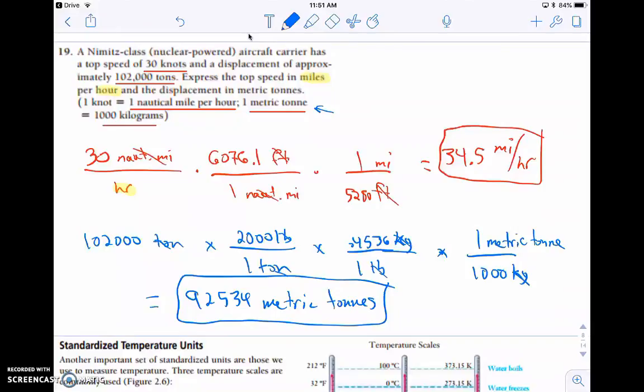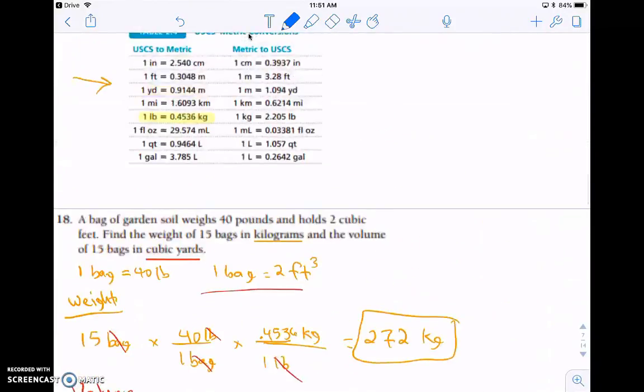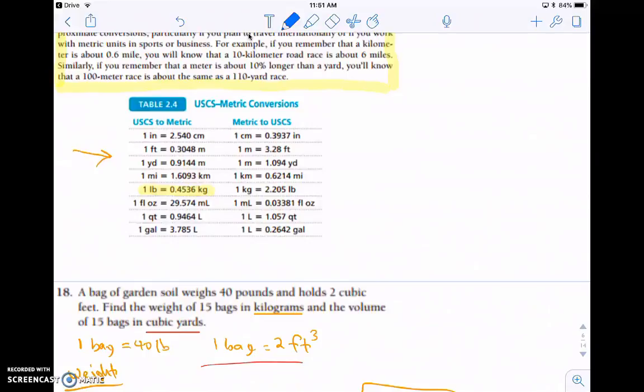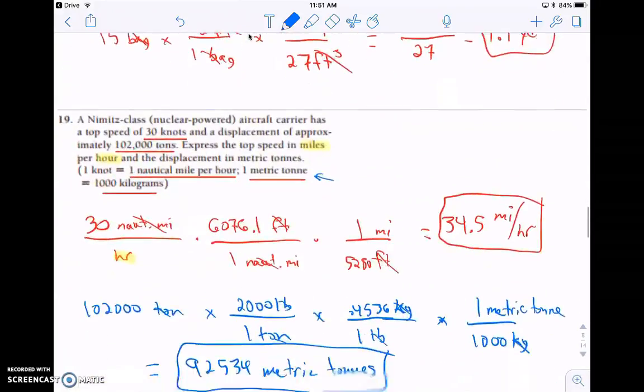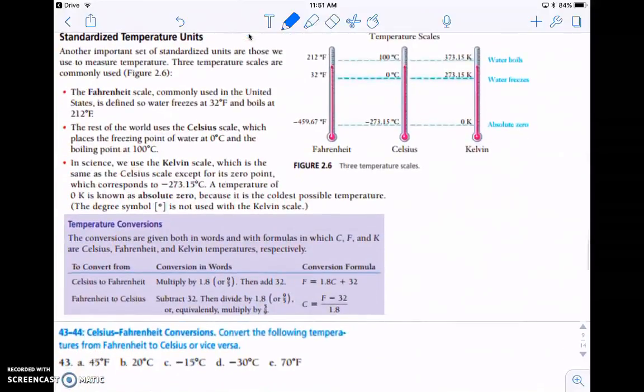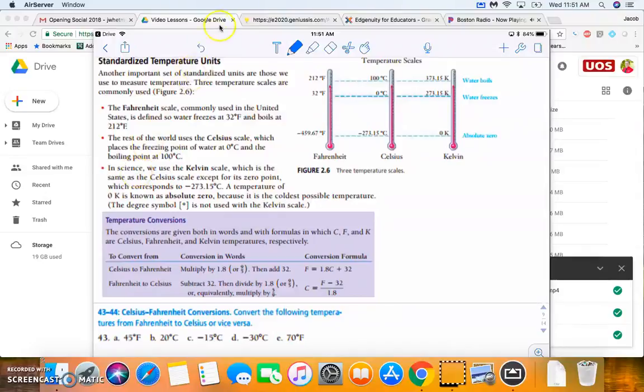So again, it's all using these conversion factors I'm pulling from these tables up here. And again, those tables will be provided on your homework problems. So I'm going to check on my time here. Okay.